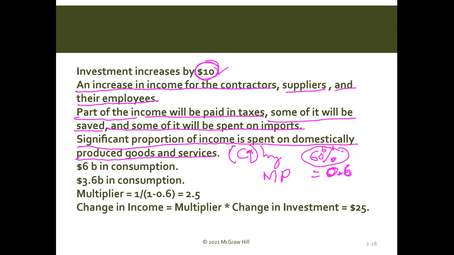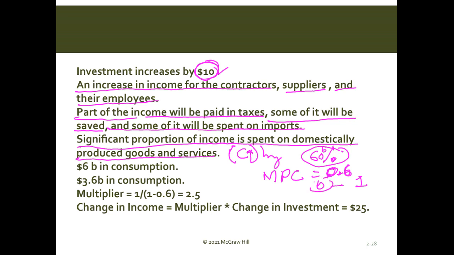So let's assume MPC equal to 0.6. It could be 0.1, 0.2, 0.3. It could be even 1. 1 means you are not saving, you are not paying taxes. You just spend all income on consumption. That is not feasible, basically, but anyway, that is the extreme. So the extreme values are from 0 to 1. 0 means you are saving all your income or paying taxes or importing, but you're not spending on domestically produced goods and services.